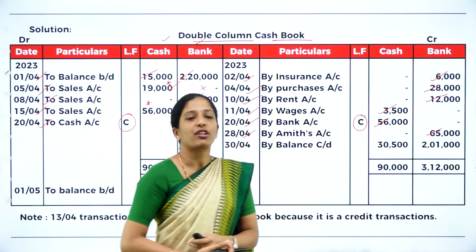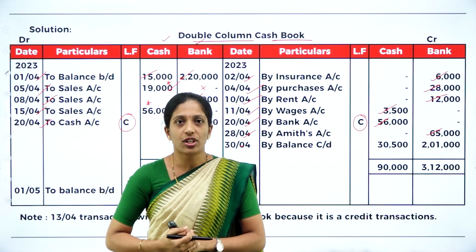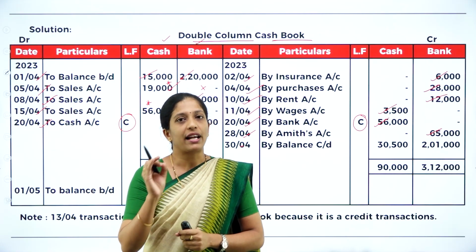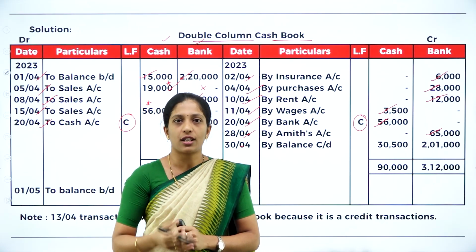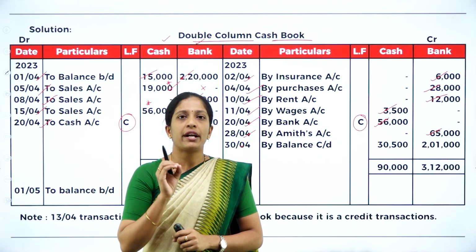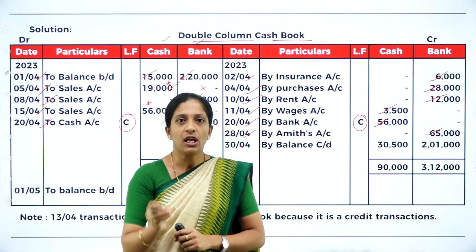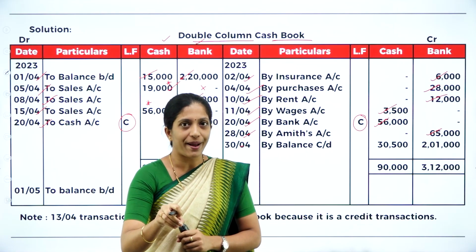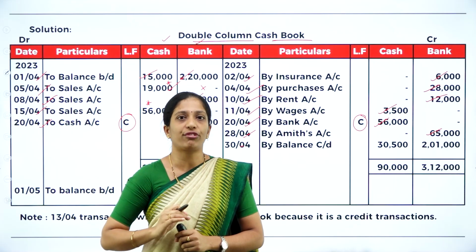So hope you are clear about your double column cash book. When you know the journal entries properly, you can write easily all the entries in your double column cash book, and be careful with the contra entries. Contra entries come under only 2 situations: when the amount is deposited into bank or when the amount is withdrawn from the bank.